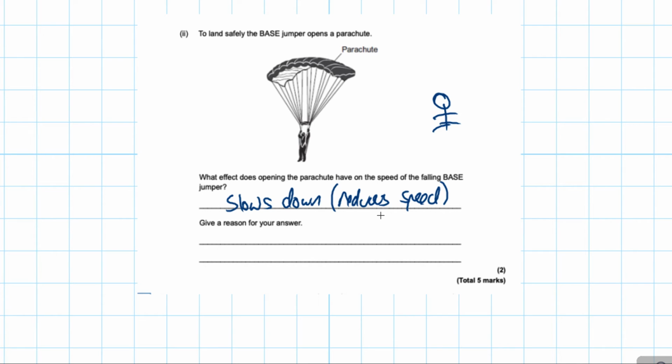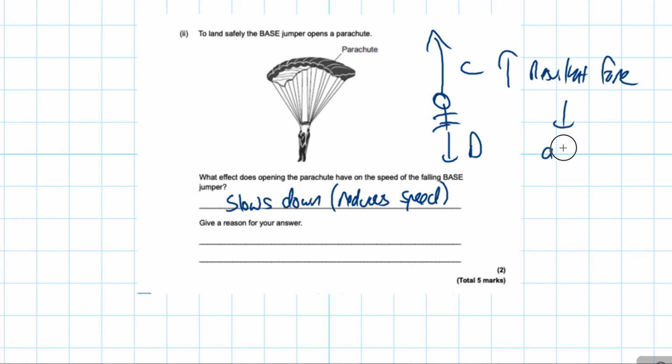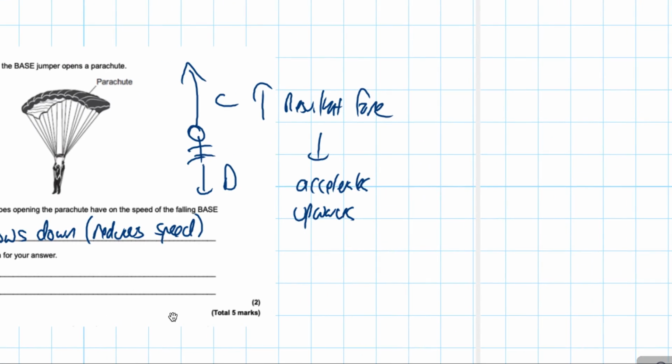However, why is that? Well, the reason why is because in our previous one, if we had C and D, when the parachute opens, C is much bigger than D. So what happens then is that the object has a resultant force in that direction, and therefore it accelerates upwards.